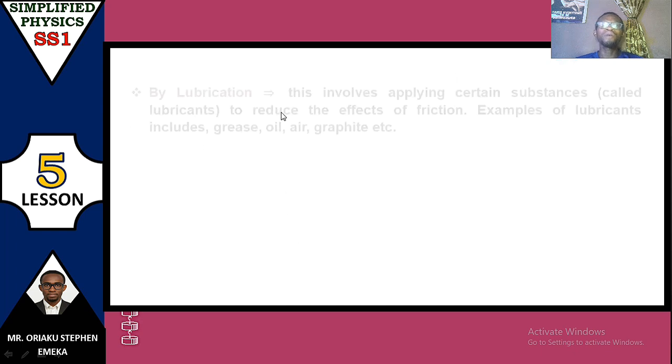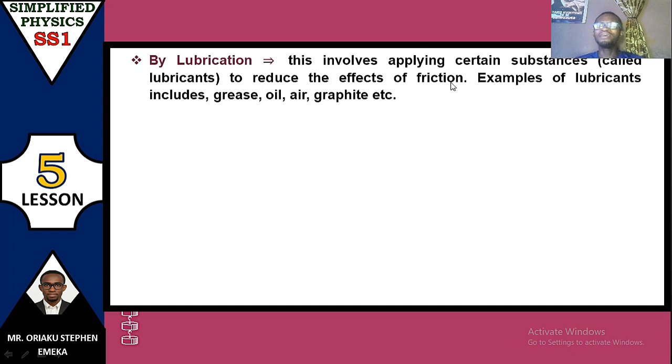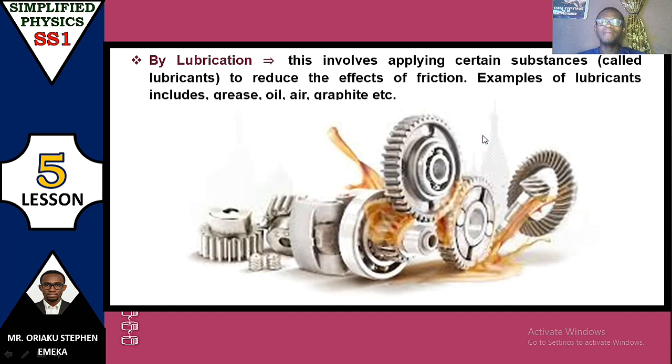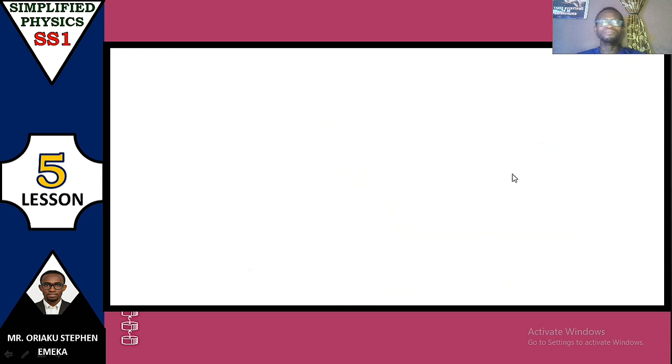So let's talk about lubrication. Lubrication involves the application of certain chemicals called lubricants to reduce the effect of friction. These lubricants include grease, oil, air, and graphite. That is why for your generator you have the engine oil being applied, so that it will permit smooth motion among these parts.